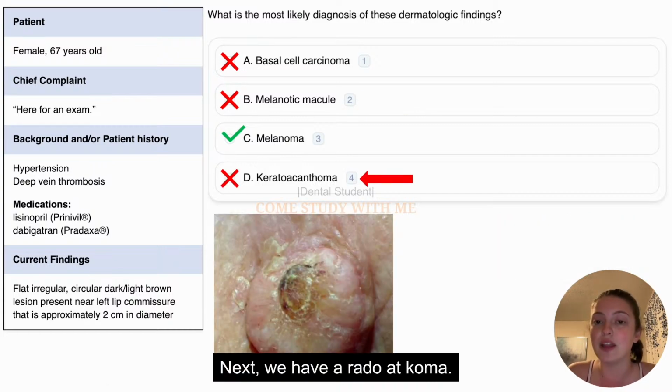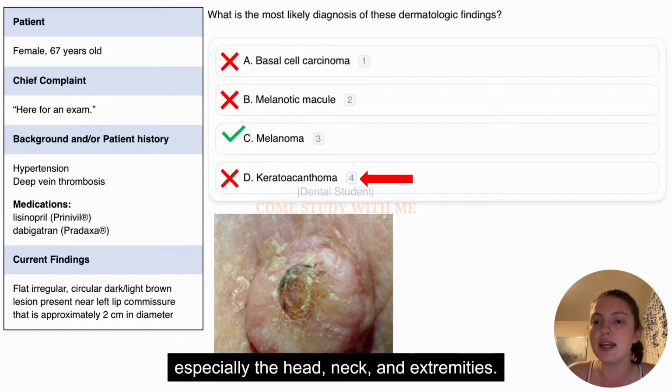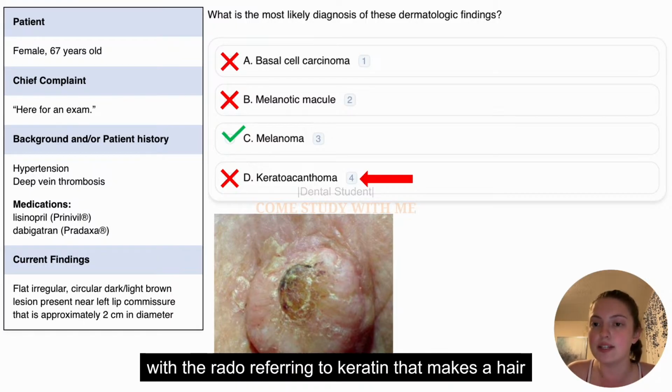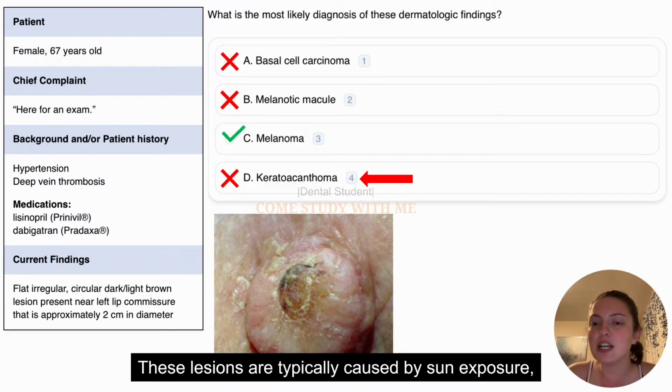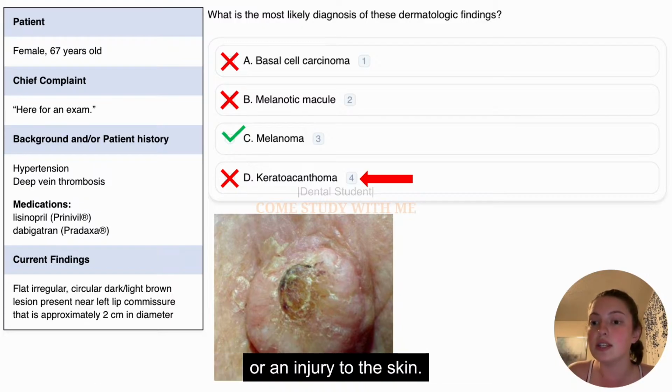Next, we have a keratoacanthoma. Now, this is a benign skin tumor that typically occurs on sun-exposed areas of the body, especially the head, neck, and extremities. They often begin in a hair follicle, with the kerato referring to keratin that makes up hair, and they're most common in older men. These lesions are typically caused by sun exposure, but can be due to other causes such as human papillomavirus or an injury to the skin.